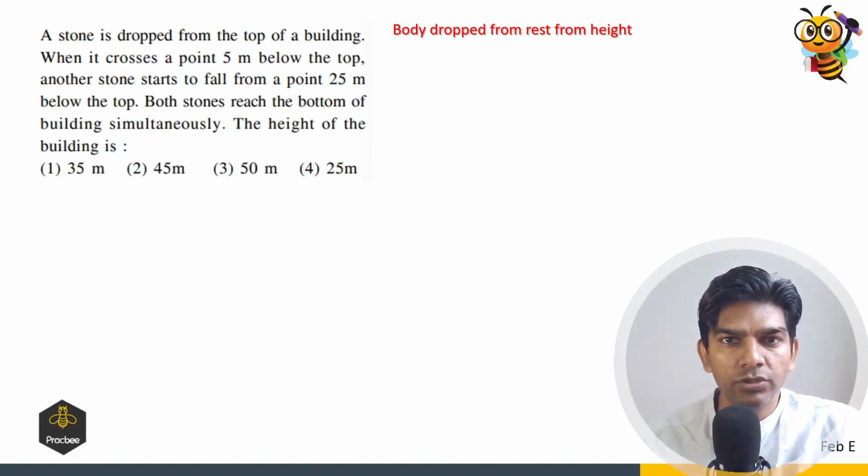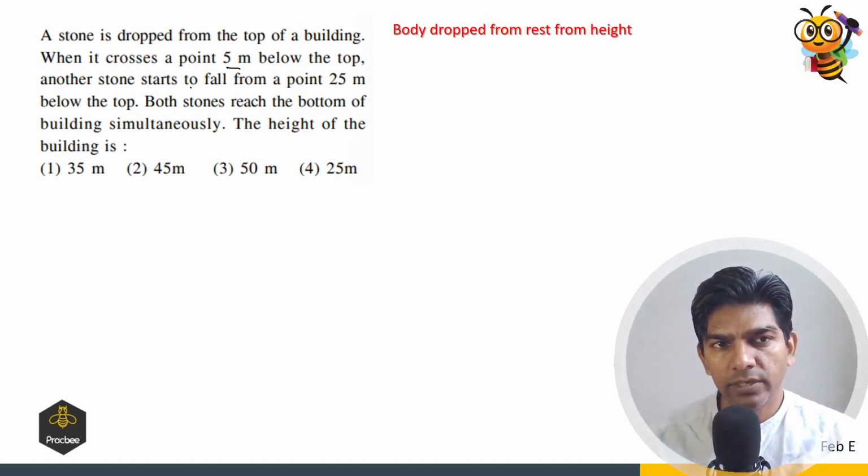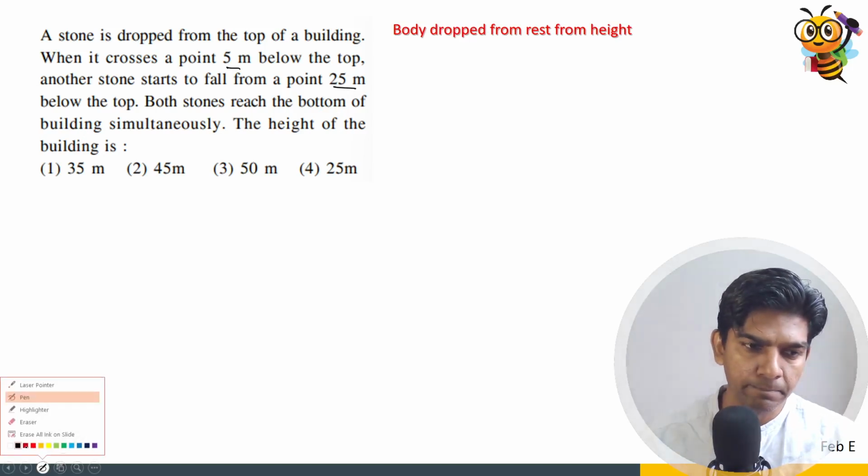Now let's see this question. A stone is dropped from the top of a building. When it crosses a point 5 meters below the top, another stone starts to fall from the point 25 meters below the top. Both stones reach the bottom of the building simultaneously. The height of the building is, okay, let us see.